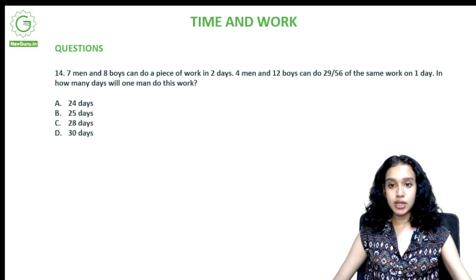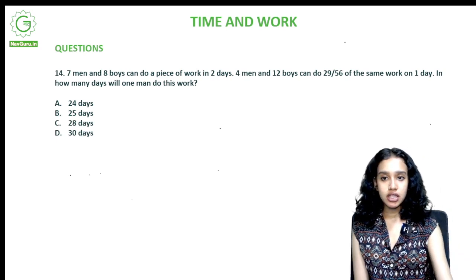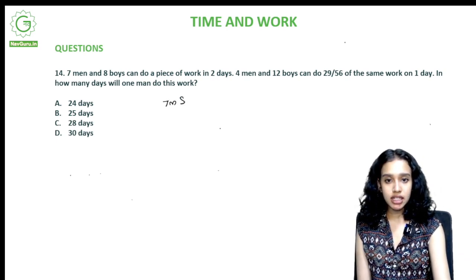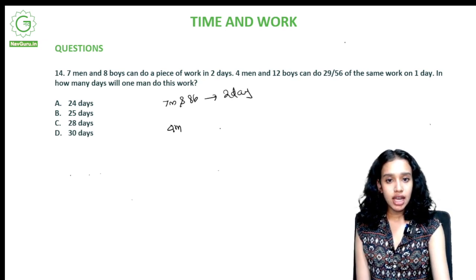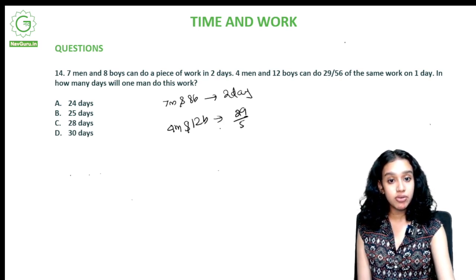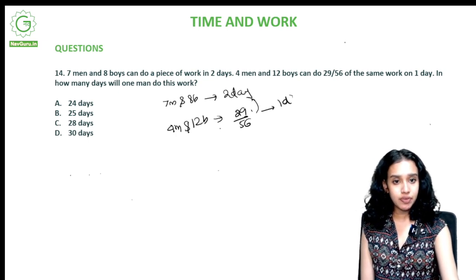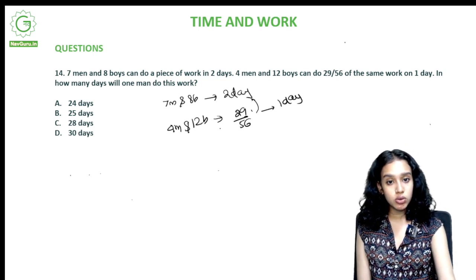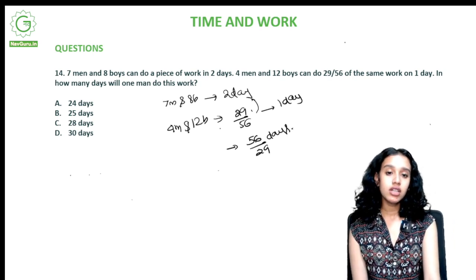Now let's move on to the next question, where 7 men and 8 boys can do a piece of work in 2 days, right? So 7 men and 8 boys can do a piece of work in 2 days, and 4 men and 12 boys can do 29 by 56 parts of the same work in 1 day. So the number of days required to do 56 by 56, that is one work, is equal to 56 by 29, right? Takes 56 by 29 days, right?